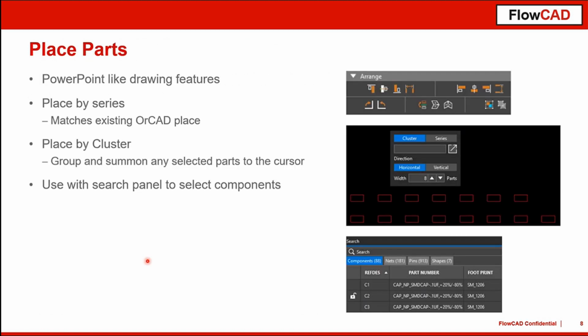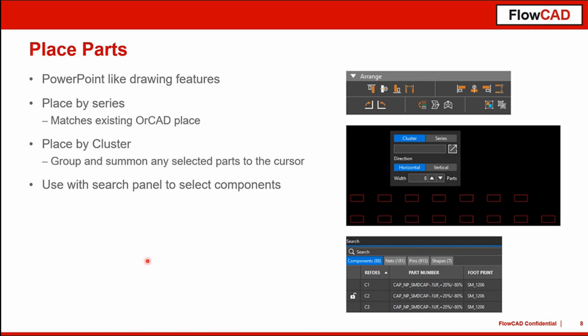Good. Then let's have a look at placing parts. For sure, it's one of the first things you need to do when you draw a design. We have some possibilities to place by series, for example. That's basically like the normal old-fashioned place manual. We have the possibility to place by cluster. I will show this inside of the tool. It's easier than to explain this here on the slide.